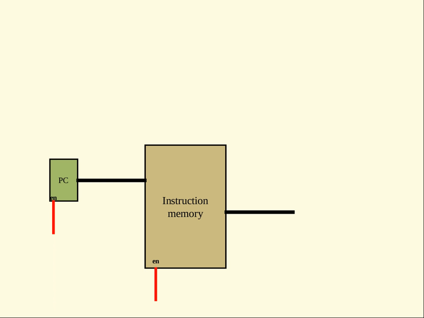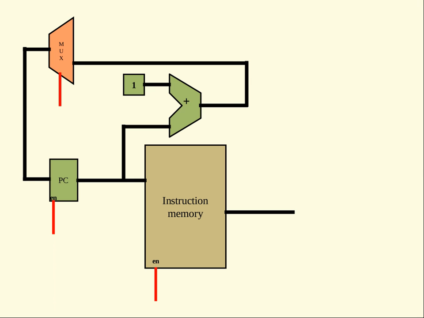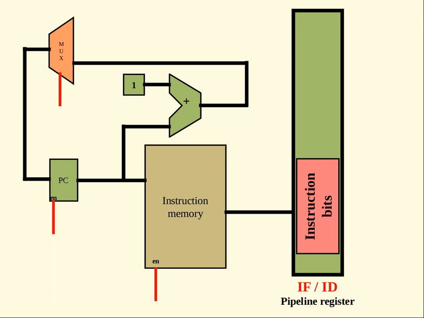PC is a register. We have to enable it in case we want to override it. We have instruction memory. We're going to read from instruction memory the address at PC. And what do we need to do with that instruction? Save it. Save it where? In the pipeline register. Okay, first we have to increment PC. Alright, we do have to increment PC to PC plus 1.